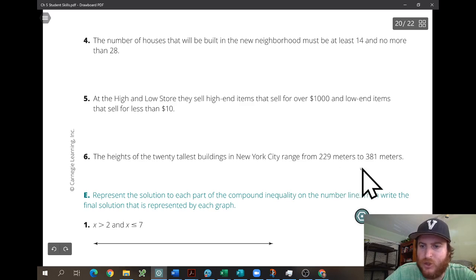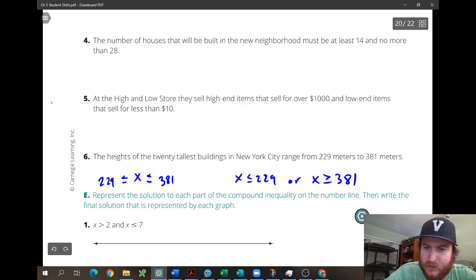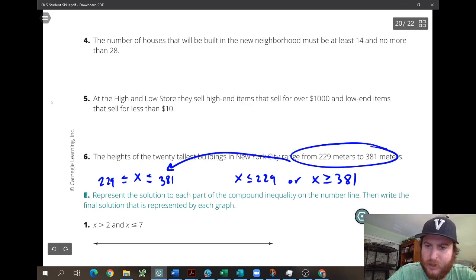From 229 to 381. I want you to think, would this be a situation where we have x in between 229 and 381? So kind of like this. Or would it be x is smaller than 229 or x is bigger than 381? One of these is the right answer, and one of these is the wrong answer. So think, what does this mean? Does it mean x is in between them, or does it mean x is either bigger or smaller? It should be pretty obvious to you what the right answer is.